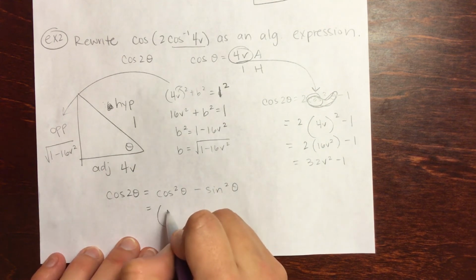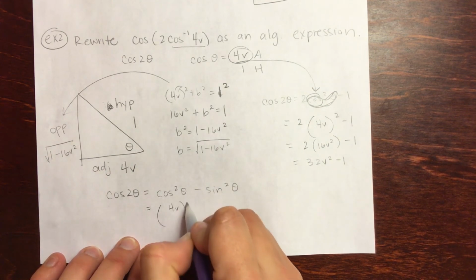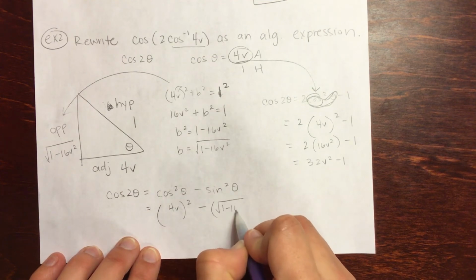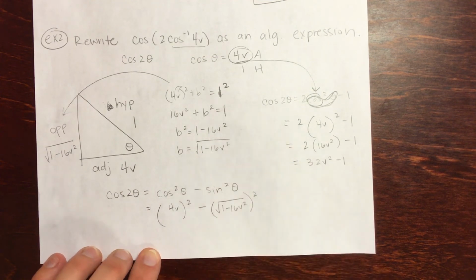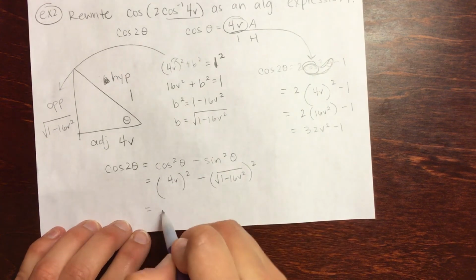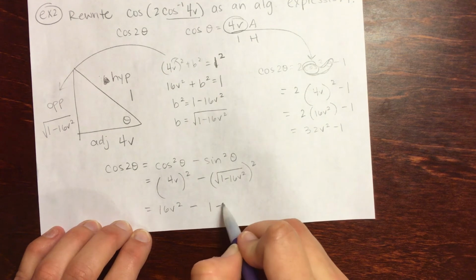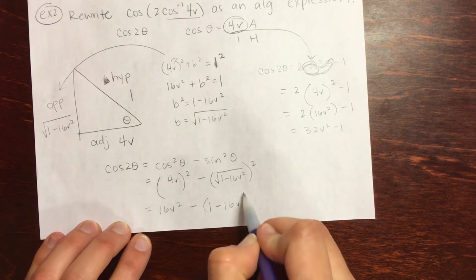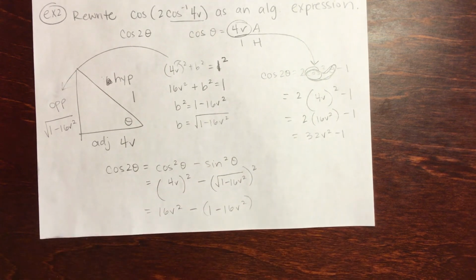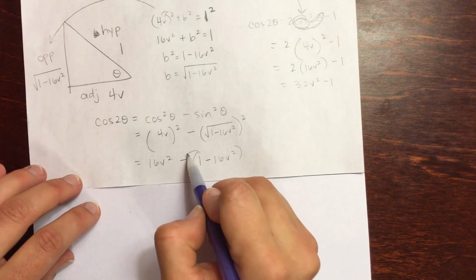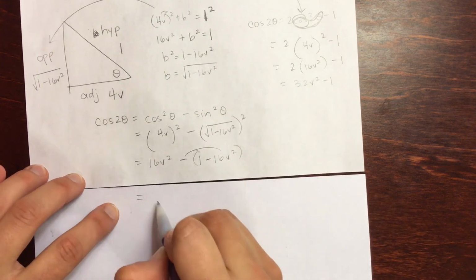All right, the CA fraction is just 4v over 1. The SO fraction is that weird square root. All right, when you square this, you have to square both the 4 and the v. When you square a square root, it cancels out the square root symbol, but I am subtracting here. And when you subtract, you need to make sure you distribute that minus sign to both parts.